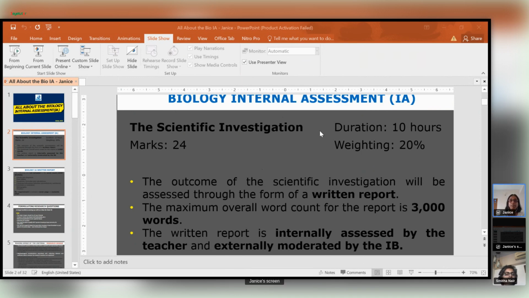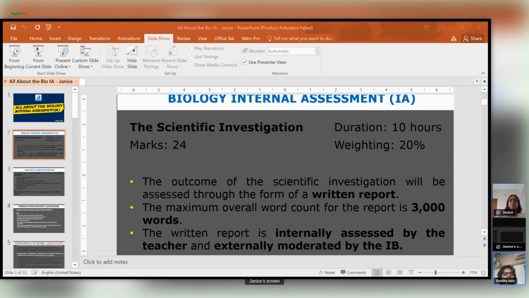Now, there are four criteria for the IA. One is research design, which I put over. The second one is the data analysis, which I will show you. The third one is conclusion, and the fourth one is evaluation. So these are the four criteria, and each criterion is of 6 marks. So 6 into 4 is 24 marks.